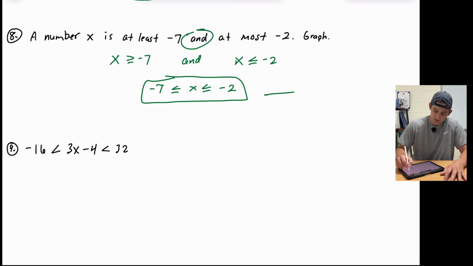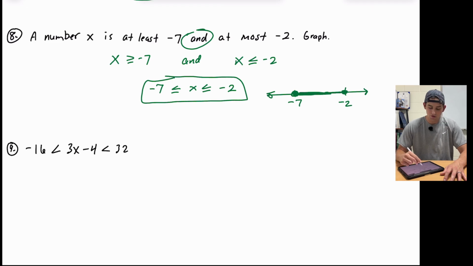And then in terms of our graph on the number line, we would have negative 7 here, negative 2 would be somewhere over there. We're going to put closed circles on both of them, and then we would shade in the middle. Okay, closed circles because both of these were or equal to. Shading in the middle because an and is the intersection of the two inequalities. We're to the right or greater than negative 7, to the left or less than negative 2.